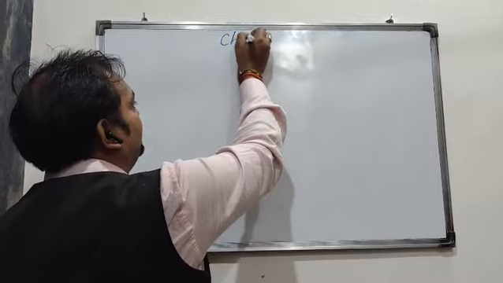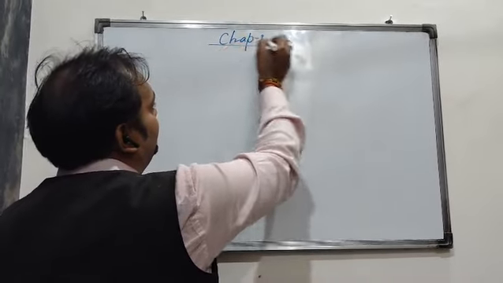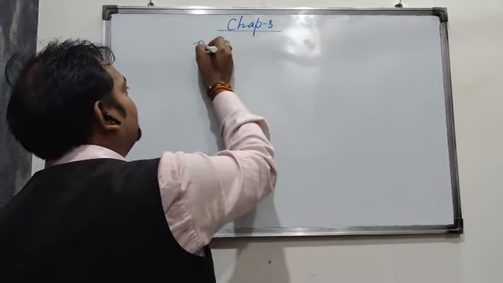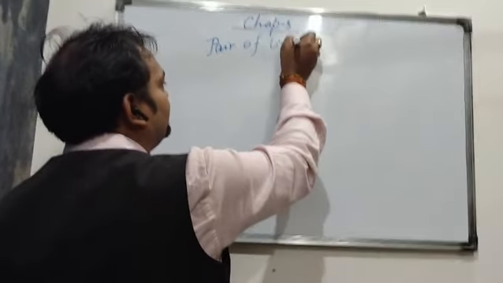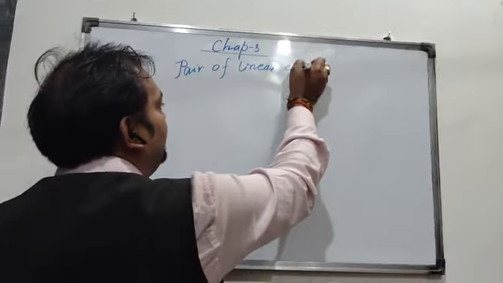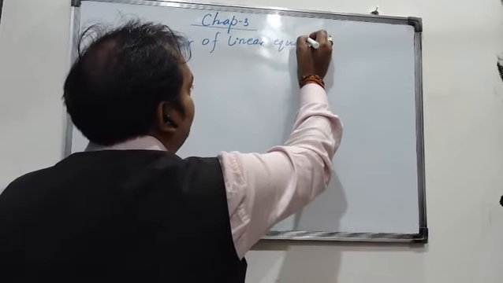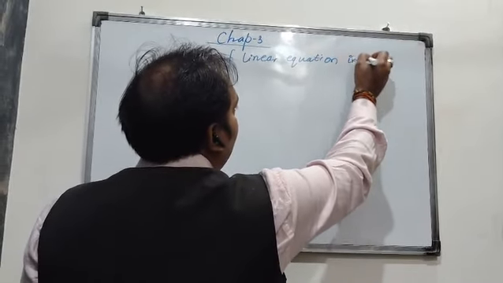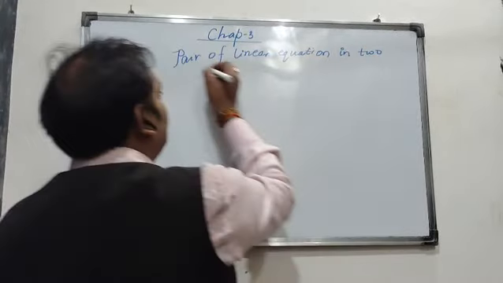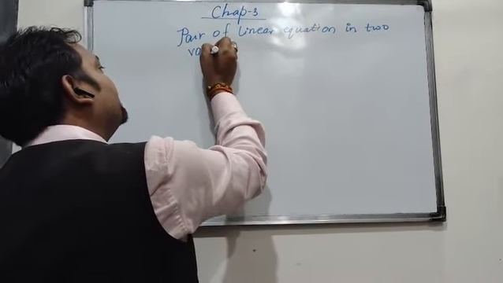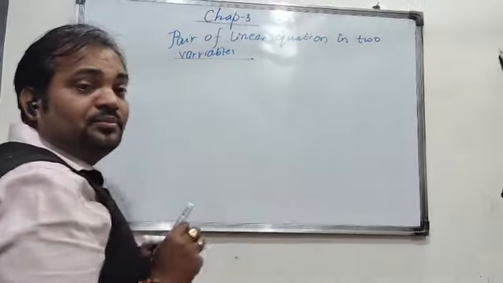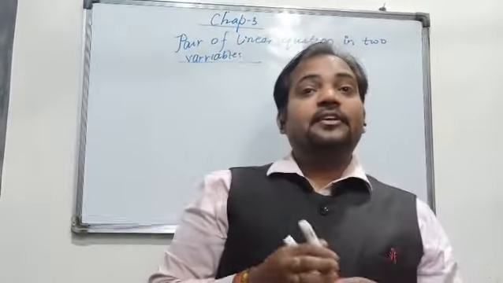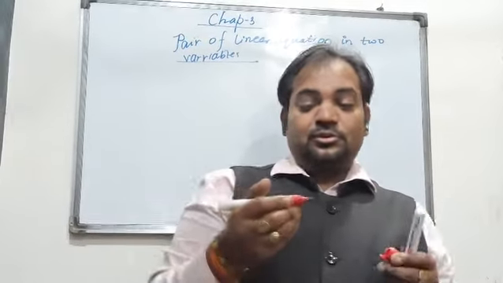Chapter number 3. Pair of linear equations in two variables. Pair of linear equations in two variables.